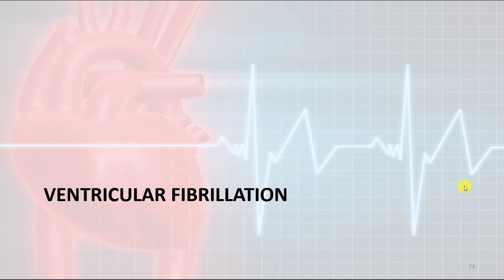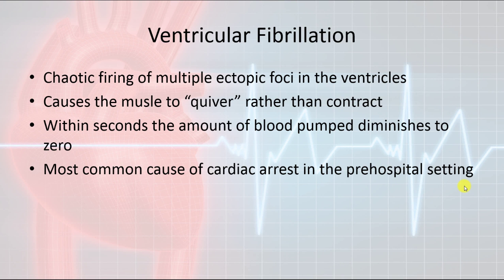Now let's talk a little bit about ventricular fibrillation. Ventricular fibrillation occurs whenever there is a chaotic firing of multiple ectopic foci in the ventricles themselves. This isn't one or two spots, this is multiple spots in the ventricles, all trying to be the ventricular pacemaker. This causes the cardiac muscle, the myocardium, to quiver rather than contract. So basically, if you were to take a bowl of Jello and put it onto a table and hit the table and it just sits there and quivers, that's basically what's going on. It's just sitting there quivering.